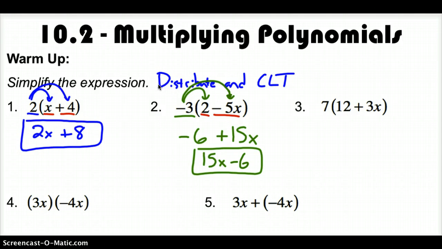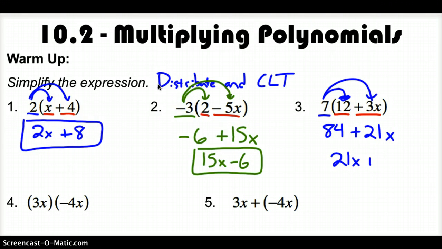Moving on, we now have, again, 7 multiplied by the binomial of a positive 12 and then a positive 3x. So we'll go ahead and distribute here. 7 times 12 will give us 84. And then 7 times that positive 3x will give us a positive 21x. And we're just going to go ahead and rearrange these terms so that we are in standard form. Oh, I forgot the 8 there, so 84. So pretty simple so far.